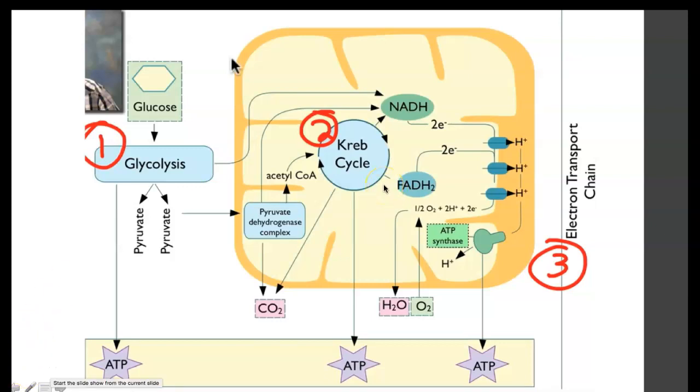So now we're going to talk about what actually happens in the Krebs cycle, what is produced in the Krebs cycle that is so important for the electron transport chain, and then we're going to talk about the electron transport chain and what its main job is in cell respiration.